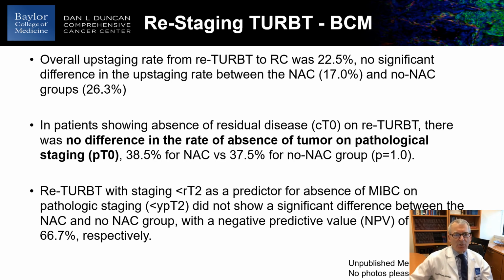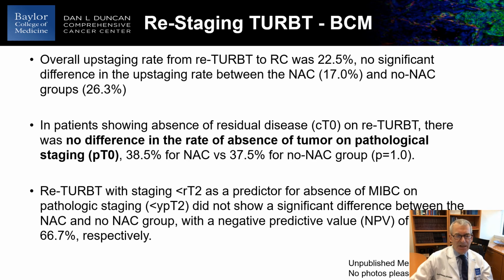These are the data. So our overall upstaging rate for all 129 patients was 22.5%, or roughly a quarter of the patients. And there was no difference in upstaging between the NAC and the no-NAC groups. In the patients that were clinical T0 on RE-TURBT, there was no difference in the rate of absence of tumor on pathologic staging, or pT0, between NAC and no-NAC.